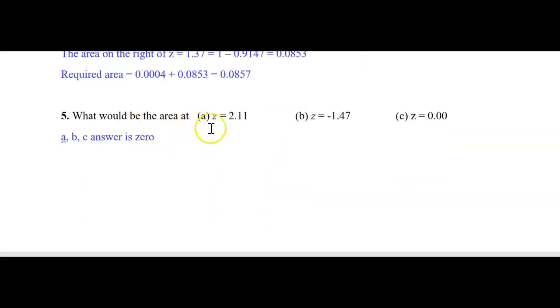What would be the area at z equals? Remember, when it says at some specific z value, the answer would be 0. There's no area there, right? There's no area at the z-score. You have area to the left or to the right or between or on the outside of two z-scores, but never at a specific z-score.